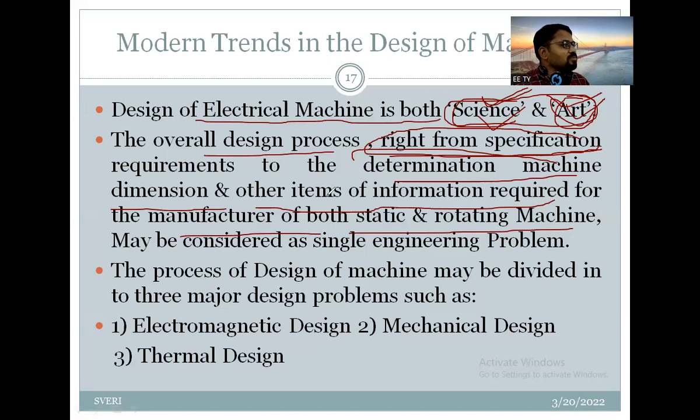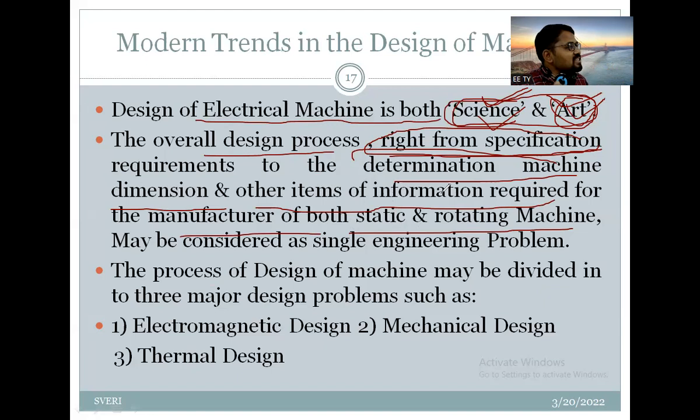And other information. Other information in the sense, to whom we have to sell, how much capacity we have to manufacture, how many plants we have to manufacture. How many we have to design, how many we have to manufacture. These are the information that is required in the design of electrical machines.